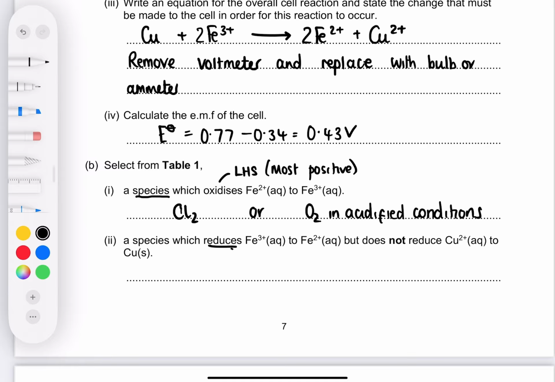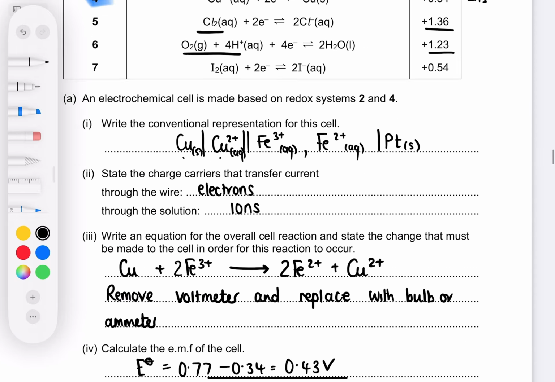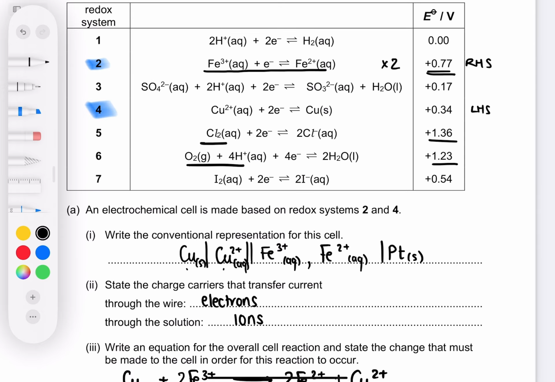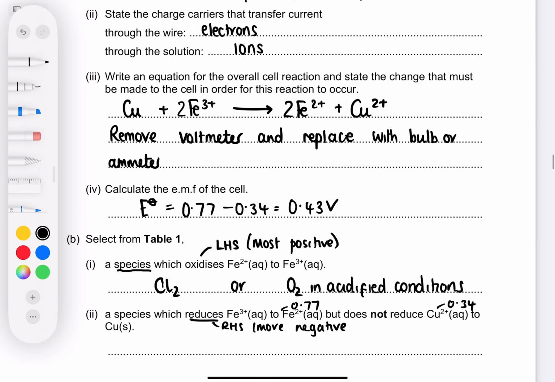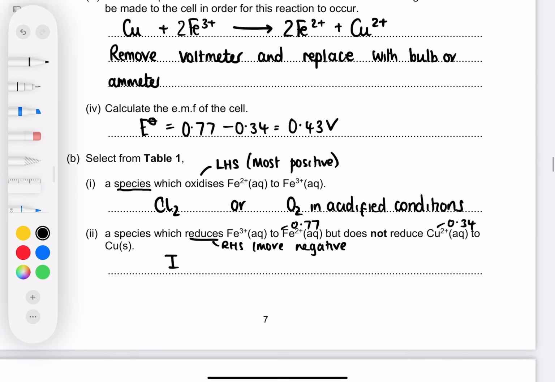A species which reduces, so on the right-hand side and more negative, and it's got to do the 0.77, but not the 0.34. So it's got to be less than 0.77, but more than 0.34, and on the right-hand side. So the only number between 0.77 and 0.34 is 0.54, and we have to take the thing from the right-hand side. So iodide ions.